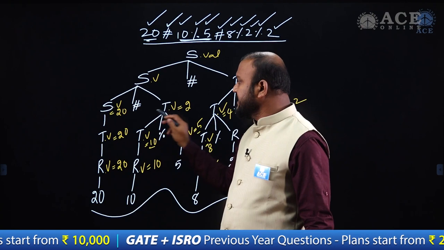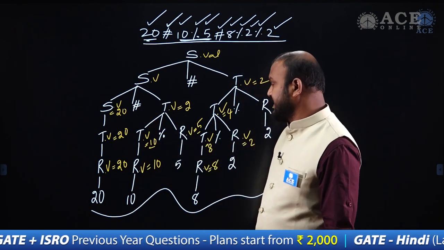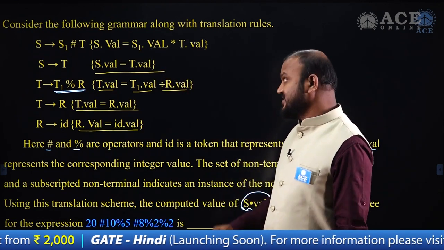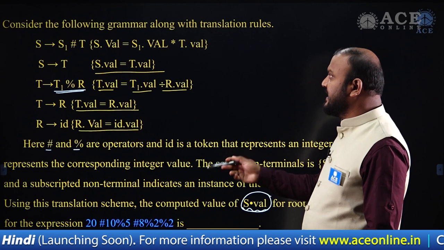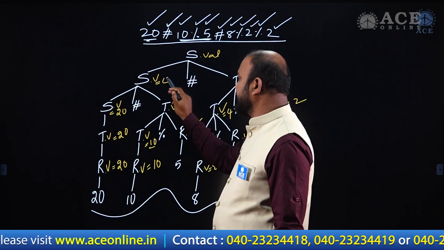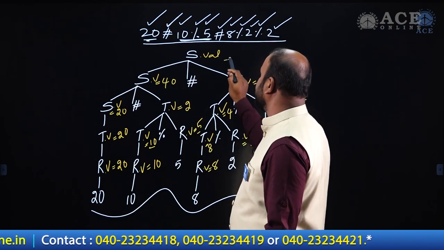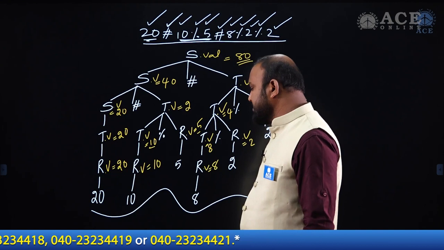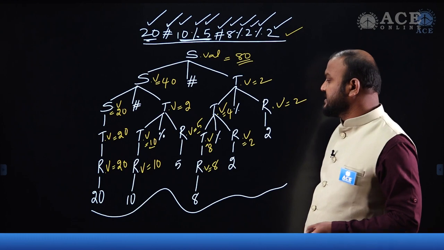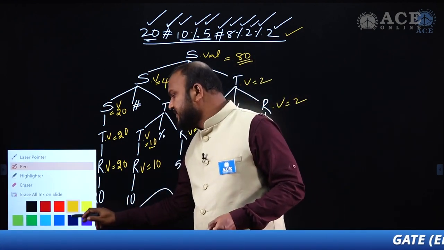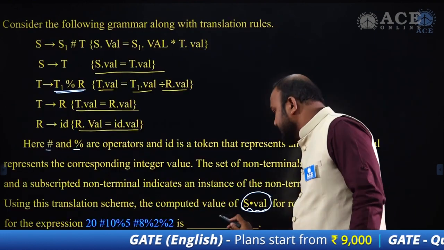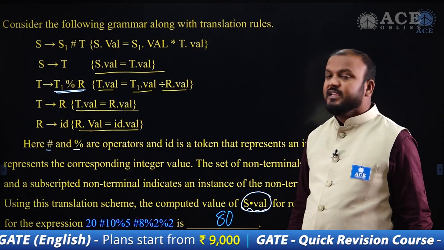Next, what production is applied? S tends to S hash T. What semantic rule is there? S.val equal S.val into T.val. That hash is representing the multiplication. Look at 20 into 2, it is 40. Now 40 into 2 equals 80. Now what is the question? What is the S.val for the root of the parse tree for this input sentence? It is 80. So 80 is the correct answer for the question.